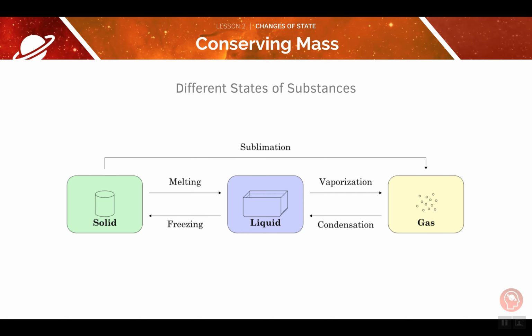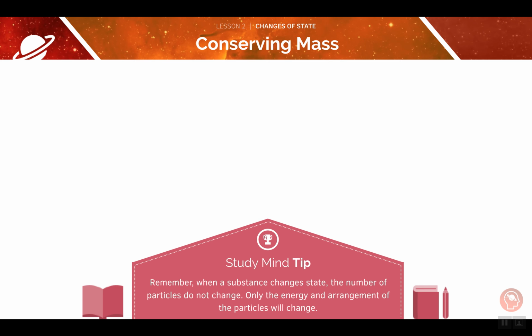This diagram shows the state changes between solids, liquids, and gases. For AQA exams, you will need to know the names of the changes between each state, including melting, freezing, evaporation, condensation, and sublimation. It's really important you remember, when a substance changes state, the number of particles do not change. Only the energy and the arrangement of particles will change.